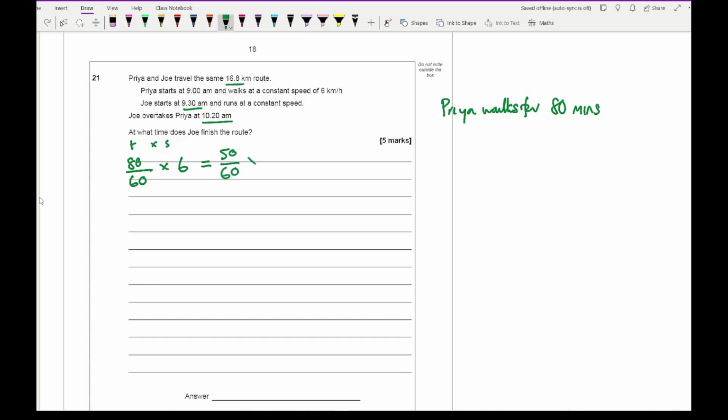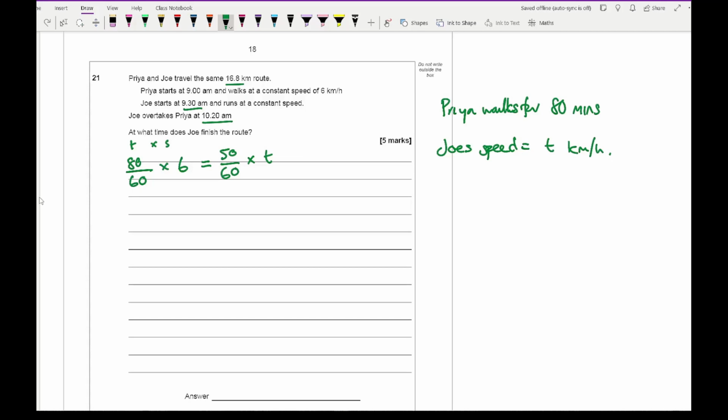And his speed is what we don't know, so we're just going to call that t. Joe's speed equals t per hour. It could be absolutely any letter. Those two things need to equal the same, because obviously they meet at a point, so they must have met at the same distance in terms of that 16.8.